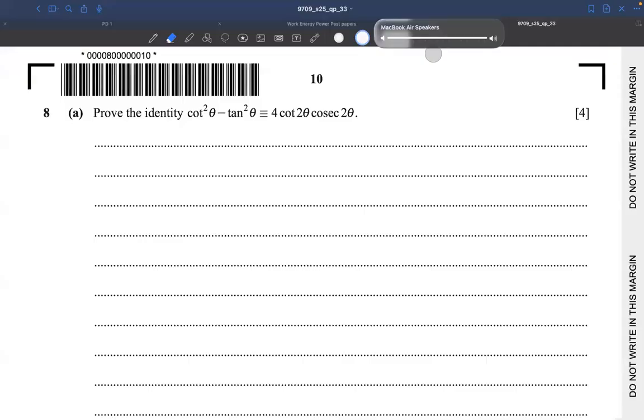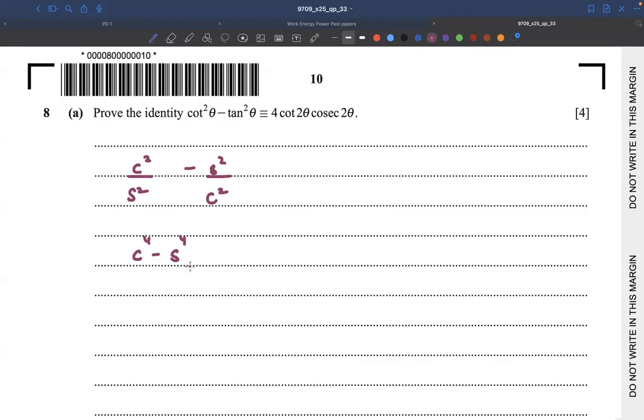In question number 8a, we have to prove the identity cot square minus tan square as 4 cot 2 theta cosec 2 theta. So in the first step, what we can do is in place of cot square, we can write, so cot is 1 upon tan, so we can write cos square upon sine square. And in place of tan square, we can write sine square upon cos square. Now taking the LCM over here, so we'll get cos power 4 minus sine power 4 divided by sine square cos square.